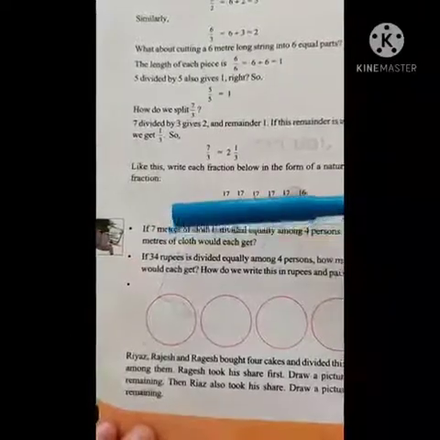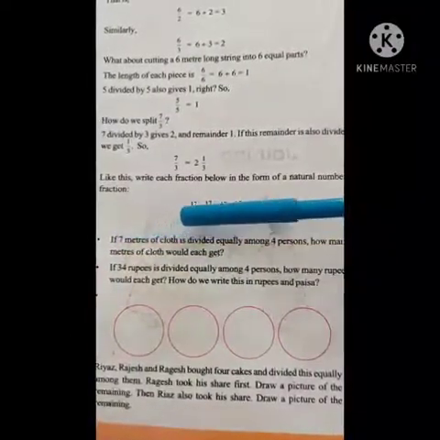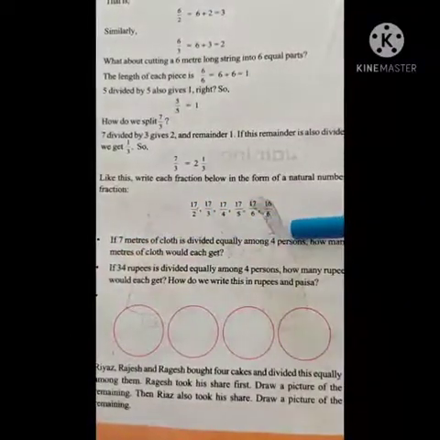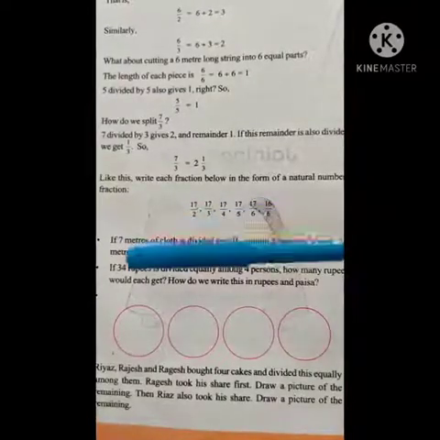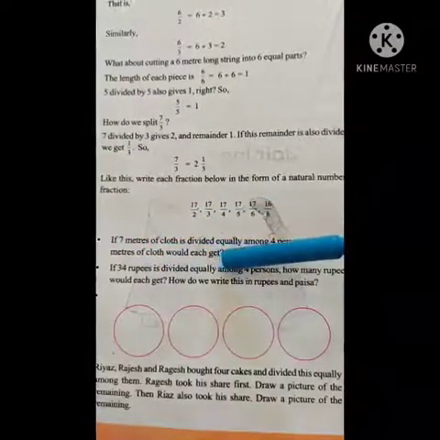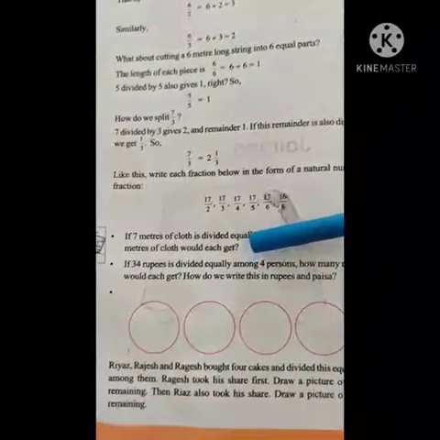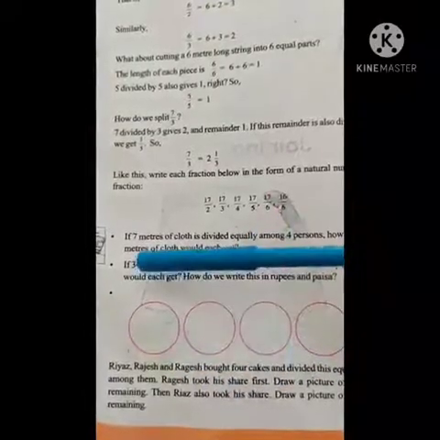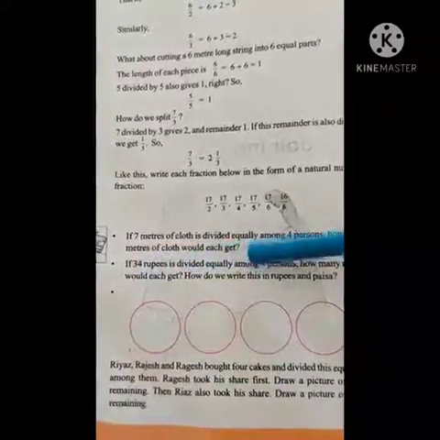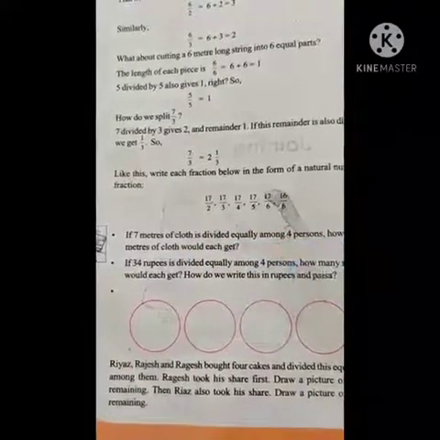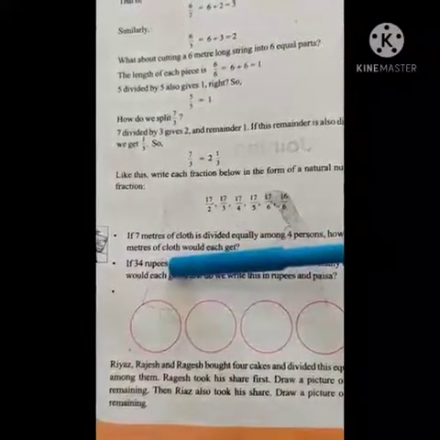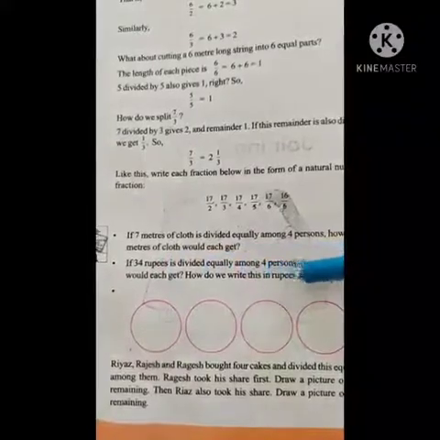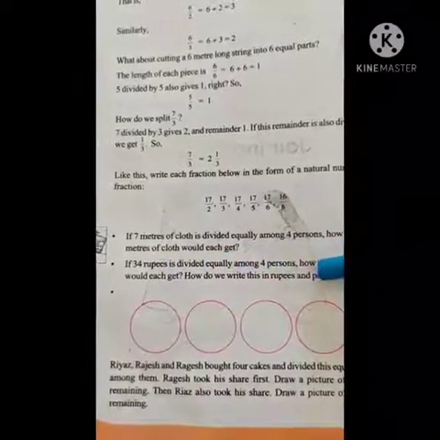Next question. If 7 meters of cloth is divided equally among 4 persons, how many meters of cloth would each get? You must do it. Okay. Then next question, 34 rupees is divided equally among 4 persons. How many rupees would each get? How do we write this in rupees and paise?